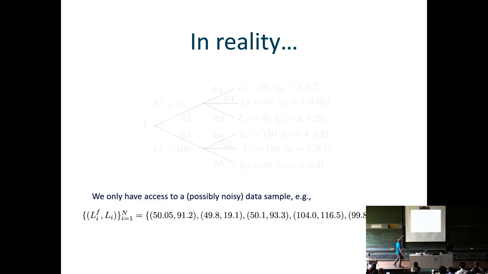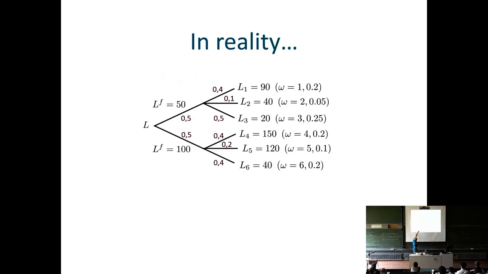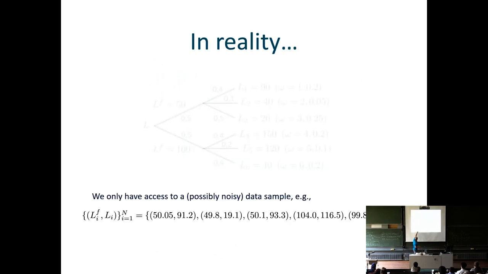So we don't have the tree. What we have in reality is this one sample, which is related to, you know, 50, 90. So we got 50.5, 91.2, because these are noisy observations. In this case, we have sampled 5 noisy observations of the previous tree. We also have 104 for the 100, 116.5. This is what we really have when we apply this in practice. We don't have the tree, we have the data. So what do we do in this case?